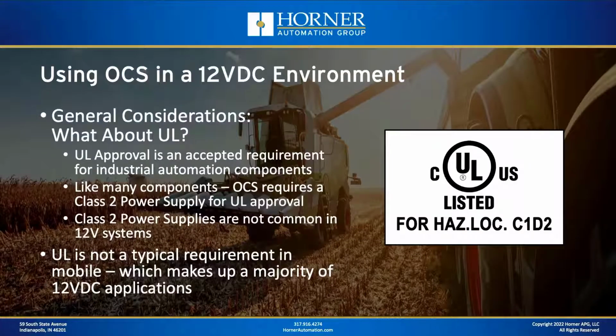Let's talk about some other considerations before we do a deep dive into some of the voltage issues that can occur. Let's start with approvals. What about UL? As all of you probably know, or at least most of you, UL is pretty much an accepted requirement for industrial automation applications, right? If it's an industrial automation application, generally there's a high percentage of chance that UL is going to be a requirement. And the way that OCS handles UL is like many other automation components.